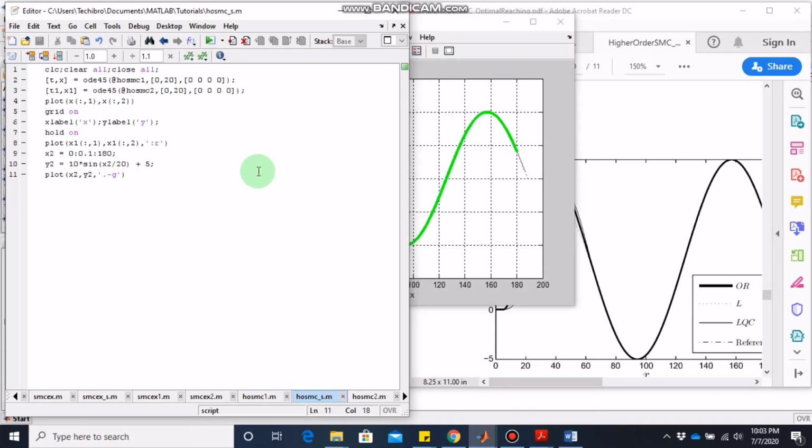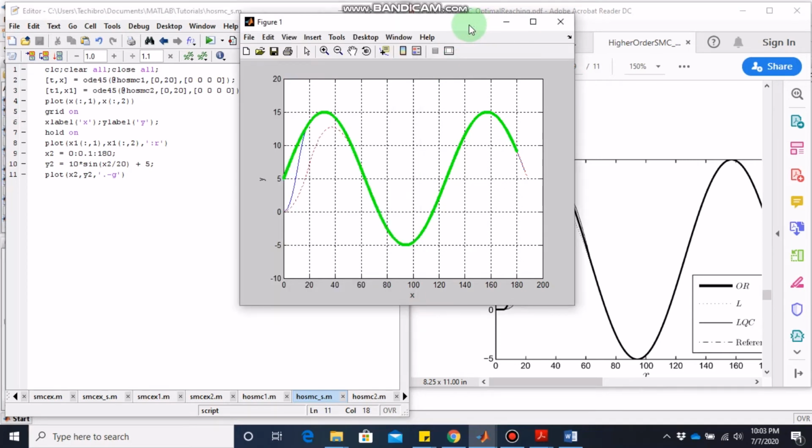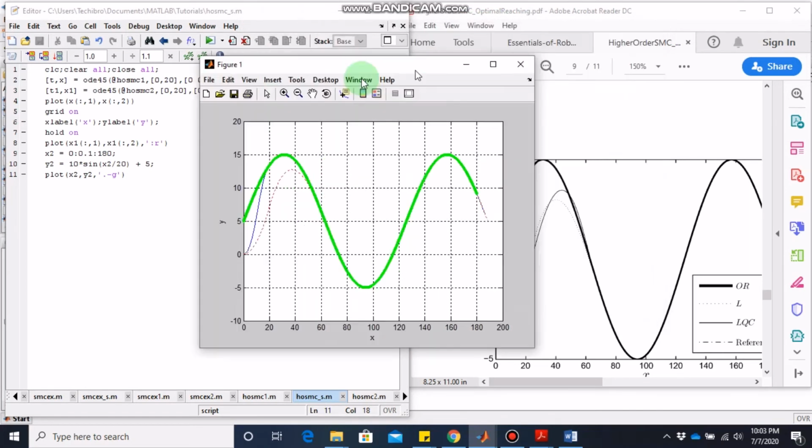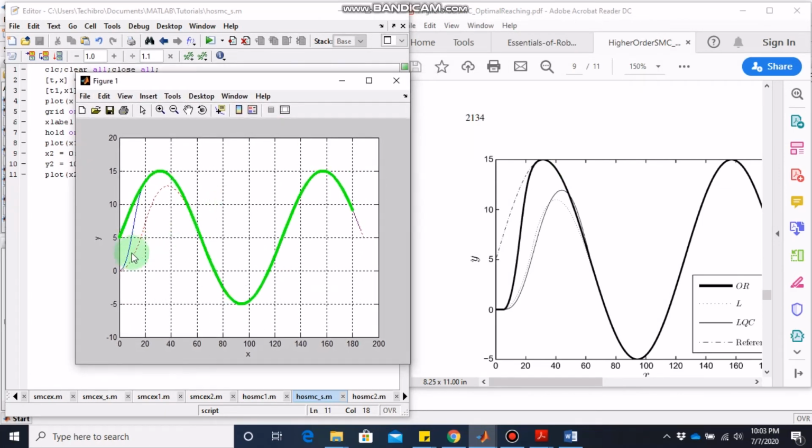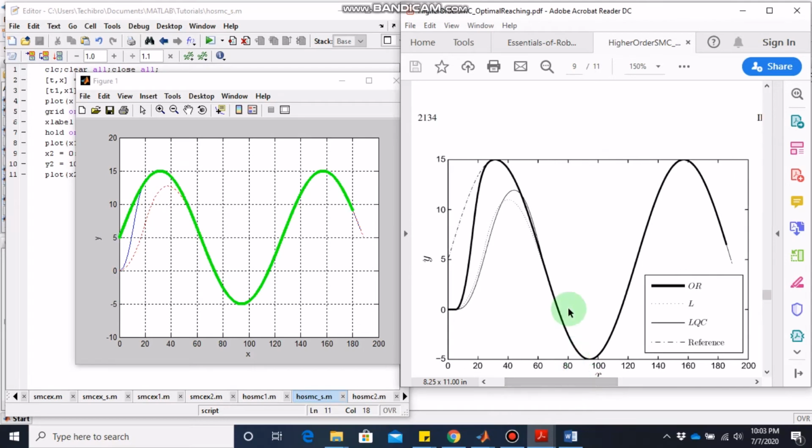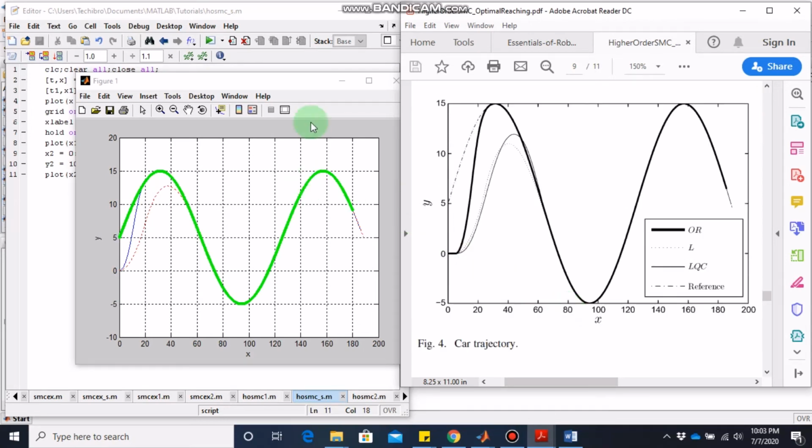Alright, so finally the results are here. Let us look at the results. So here you can see that the green line shows the ideal trajectory. Let me pull out. So this is what has been published in the paper, and this is what we have generated using our MATLAB code.